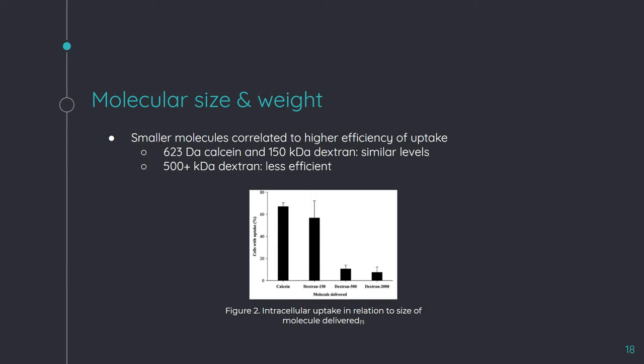Uptake molecular size and weight also influence the efficiency of uptake. Calcein was found to have the highest efficiency at a mass of 623 daltons and 150 kilodalton dextran a little less. On the other hand, at greater than 500 kilodalton dextrans, the efficiency drastically drops. Optimizing efficiency requires under 150 kilodalton molecular weight.